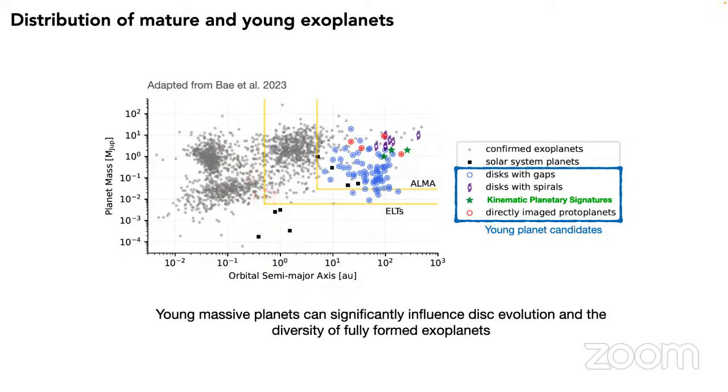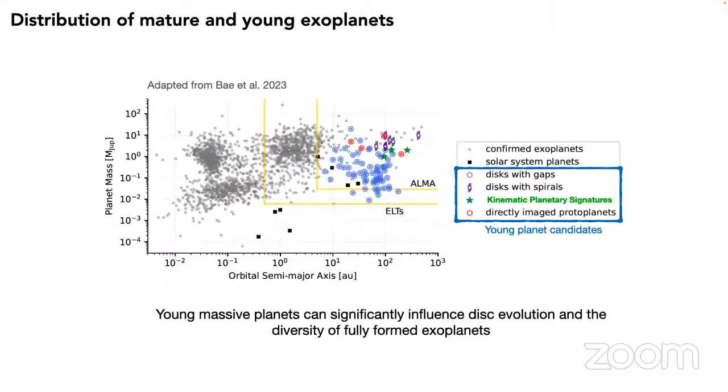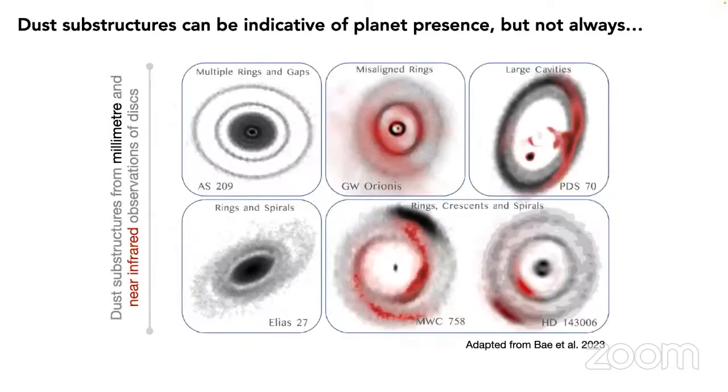Understanding the characteristics of these young massive planets is really crucial, and so is confirming whether they are there or not, because they can influence the disk evolution and therefore also influence things like the diversity of physical and chemical parameters that will end up making up the fully formed exoplanetary systems. But one of the issues is that the majority of those colored points in this plot are actually inferred based on the presence of those substructures.